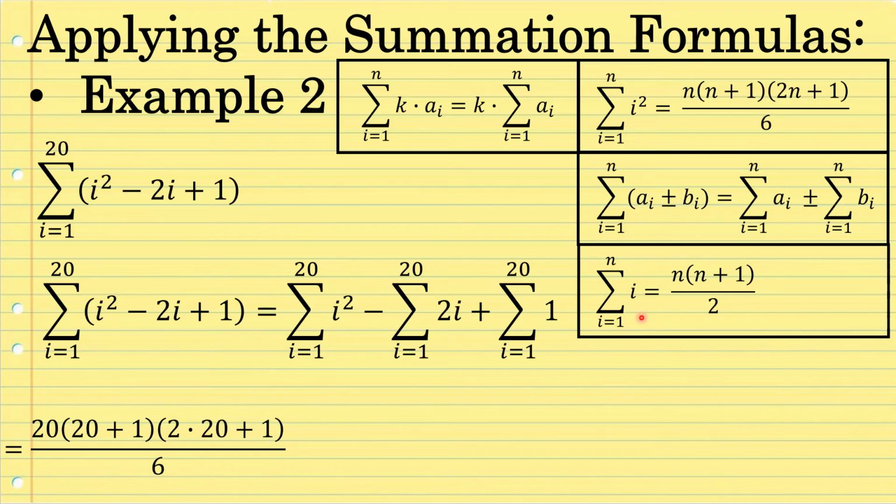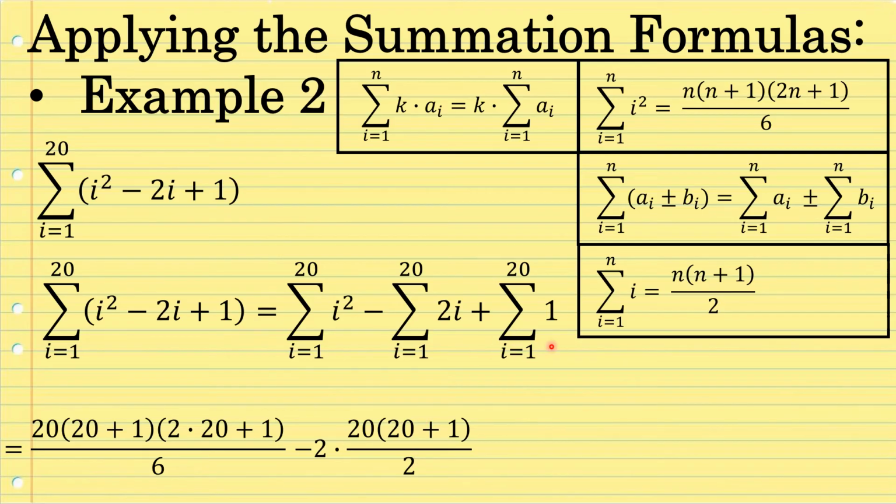We used this formula in example 1. When you sum from 1 to n of I, it's n times n plus 1 over 2. So here that will be 20 times 20 plus 1 over 2. The 2, using the property of a constant multiplied by a quantity in terms of I, has been moved out to the front. The sum of I from 1 to 20 is represented by the fraction 20 times 20 plus 1 over 2.